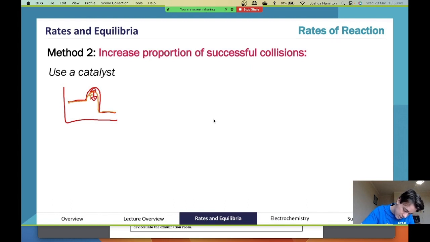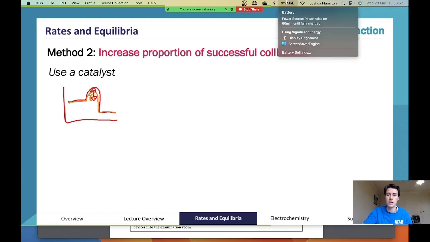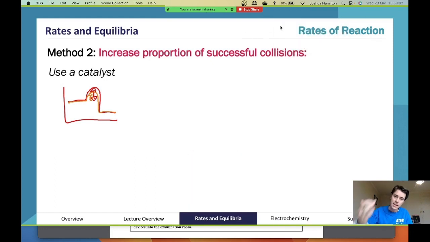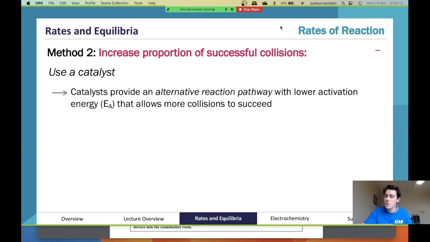As you can see, the activation energy has reduced. By reducing that activation energy, more particles are going to have sufficient energy to get through. So more of them are going to be able to do what we need. And so essentially what we get out of this is a higher proportion of successful collisions. So the way we describe it is like this: catalysts provide an alternative reaction pathway with lower activation energy that allows more collisions to succeed. So really important how we word this. This is one of those buzzwordy things you need to do in an exam or a SAC, and you need to be on top of this.